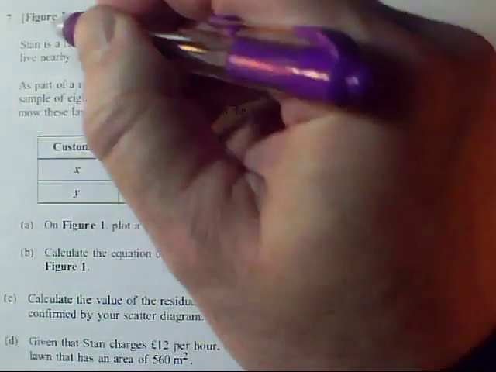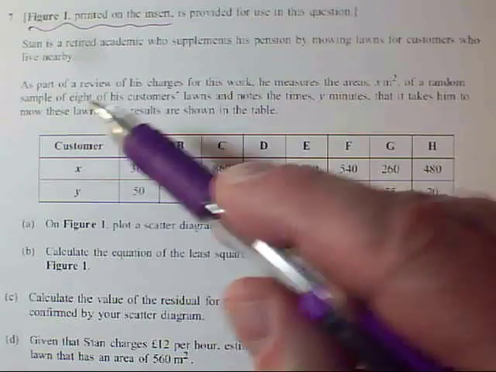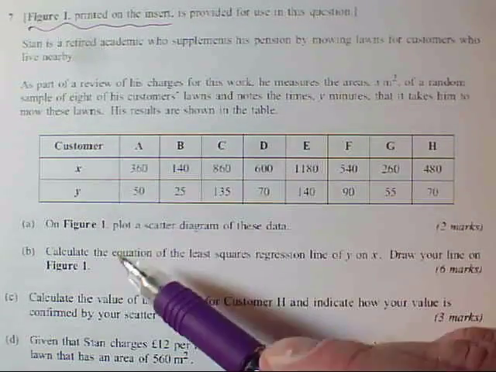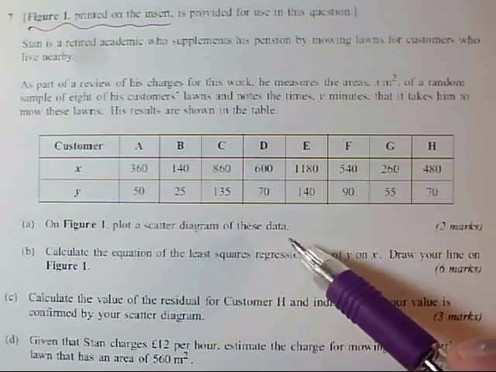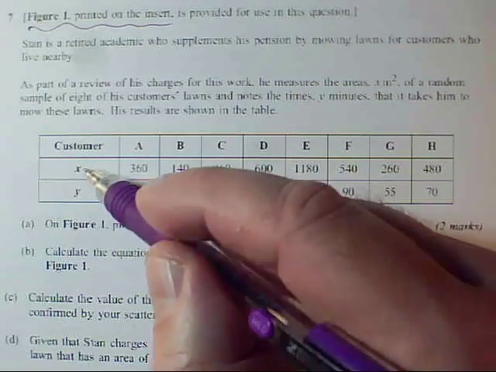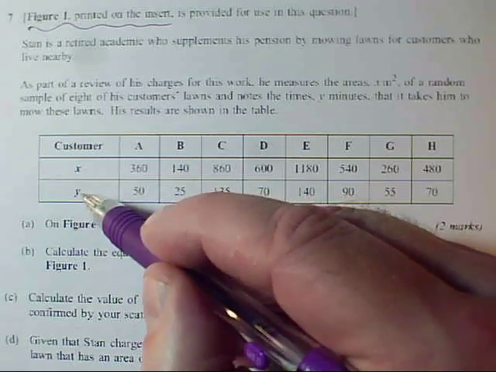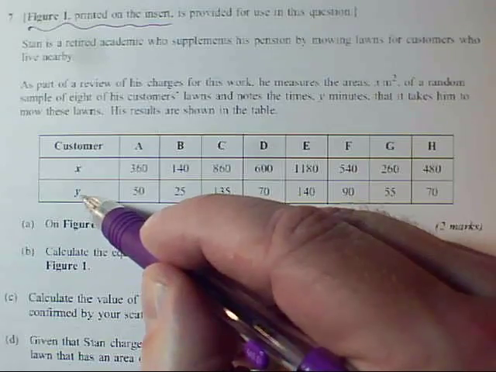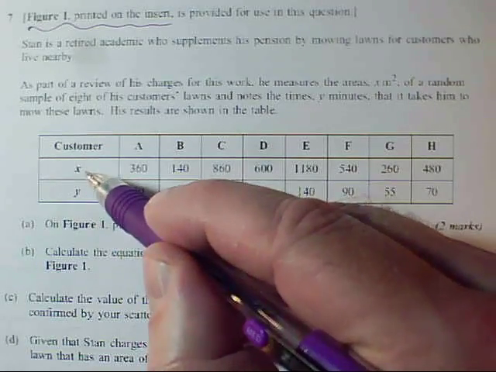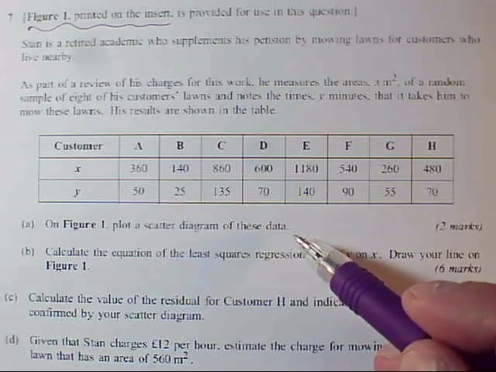Okay, this question talks about figure 1 printed on the insert. All you need actually is a sheet of graph paper because we're just going to be plotting this data. In part A, it says plot a scattergram of these data. We know what X is, we know what Y is, so this will be the independent variable or the explanatory variable. This will be the response variable or the dependent variable. So this goes on the X-axis, this goes on the Y-axis. Okay, plot your scatter diagram.